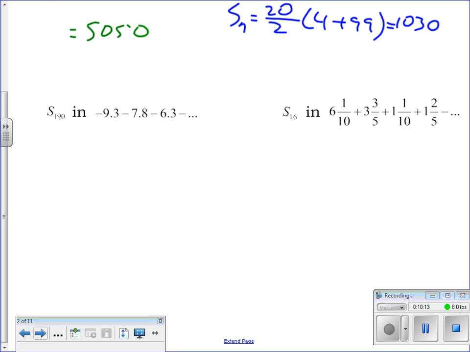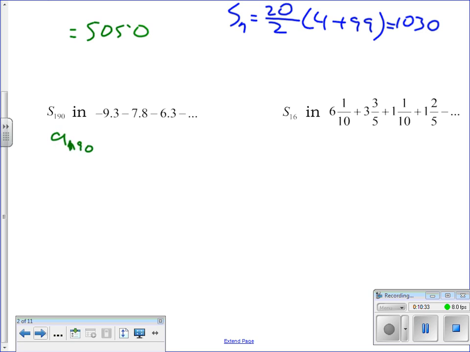Okay, so in this one, same idea. I know what n is. I know what the first term is, but I need to figure out the last term, don't I? So I need to figure out what the 190th term is. Before I can do this, I need to know what a sub 190 is.